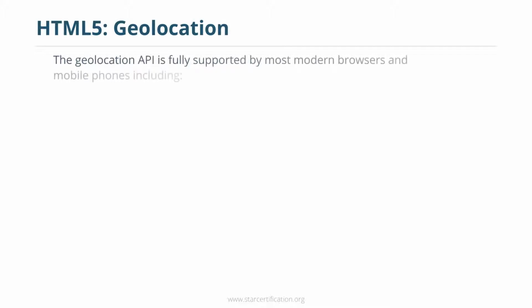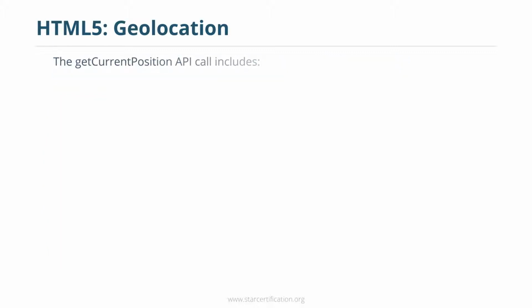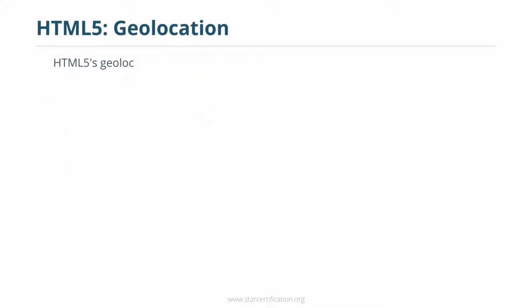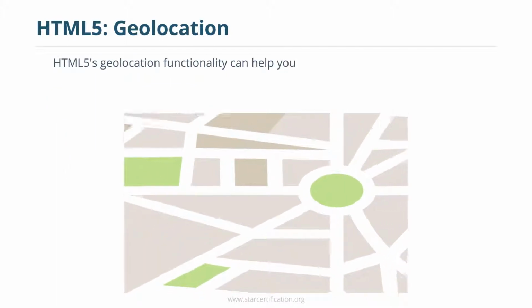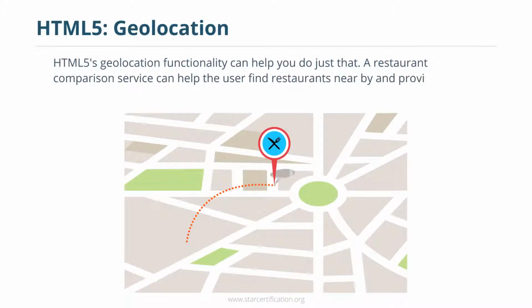Many websites can benefit from knowing exactly where their target user is accessing their site from. This enables them to give a more personalized local experience. HTML5's geolocation functionality can help you do just that. A restaurant comparison service can help the user find restaurants nearby and provide a customized experience.